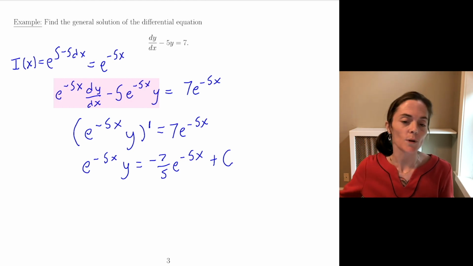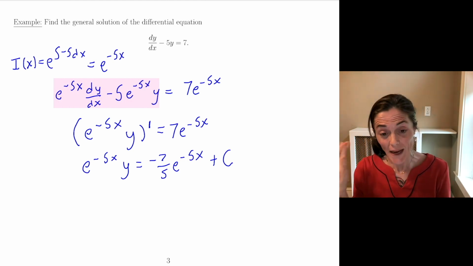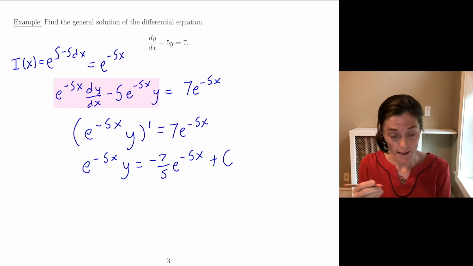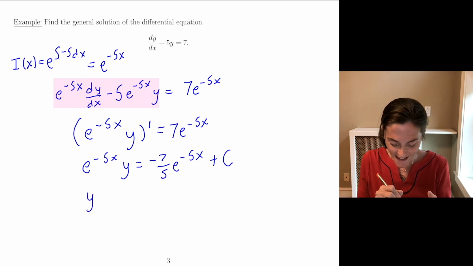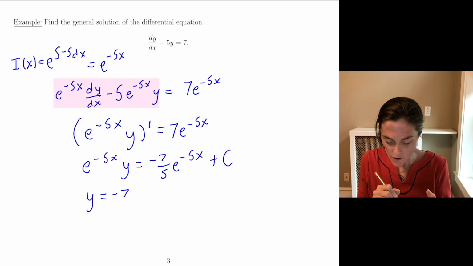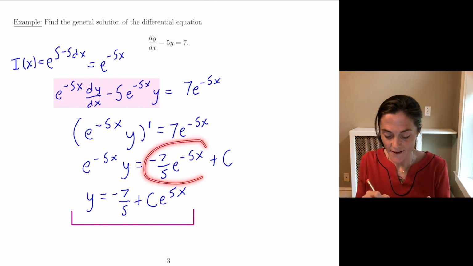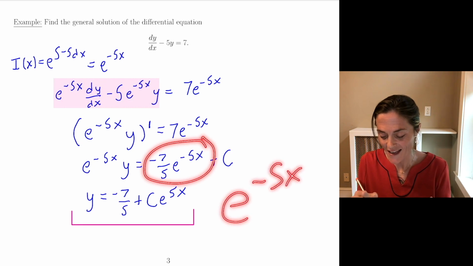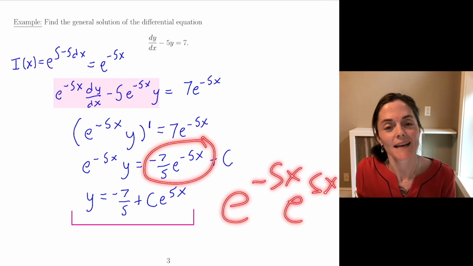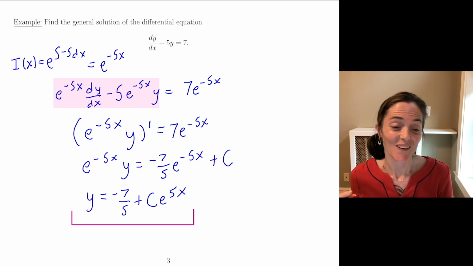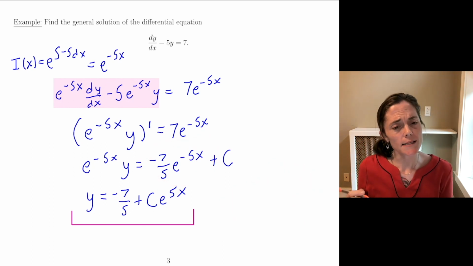Here, this amounts to multiplying this equation through by e to the 5x. And so we have y equals minus 7 over 5 plus c e to the 5x. Really, I've used properties of exponents here, that e to the minus 5x times e to the 5x is 1. Okay, so here's our answer.